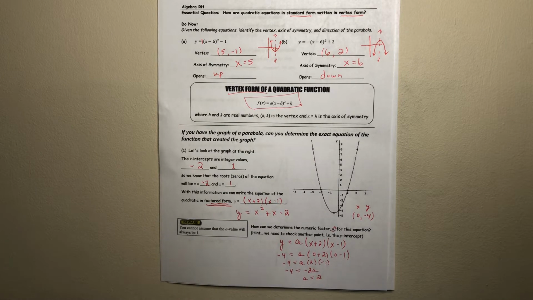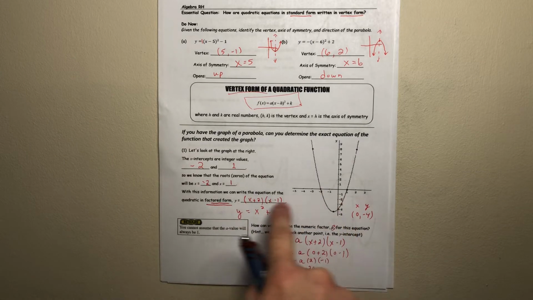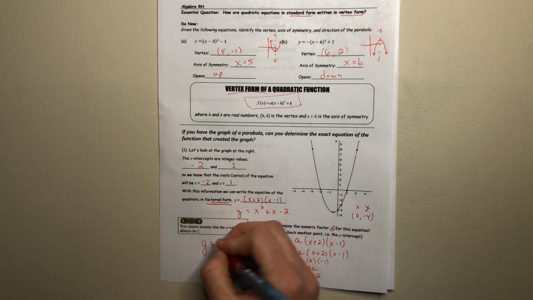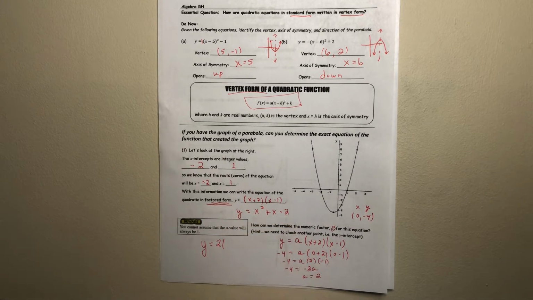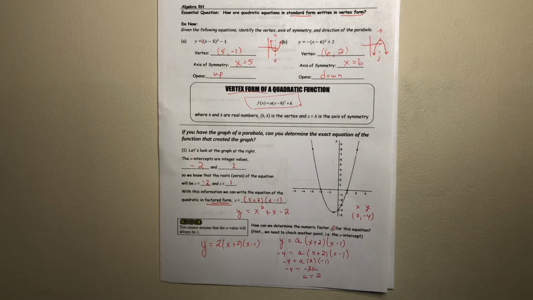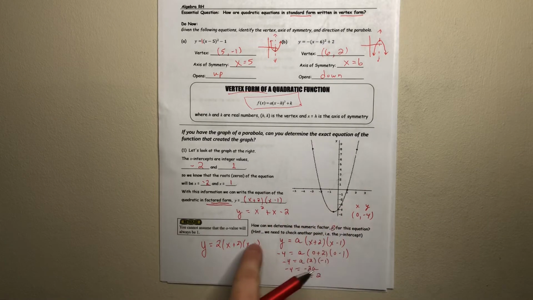So what do I notice? I notice that this equation is actually wrong. This is not that equation. The real equation is y equals 2 times x plus 2 times x minus 1. So this is actually a little bit more narrow than if it were this one.